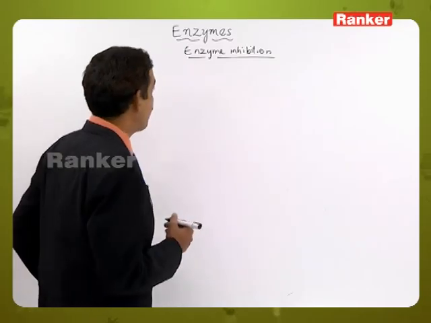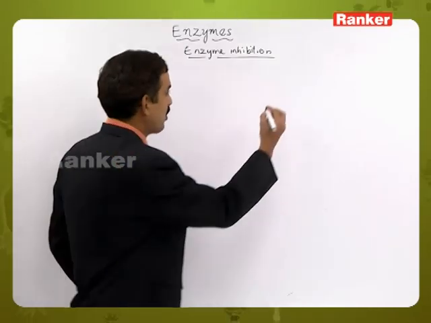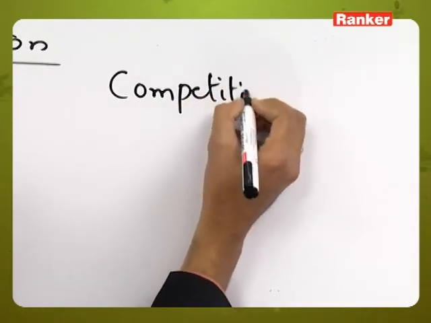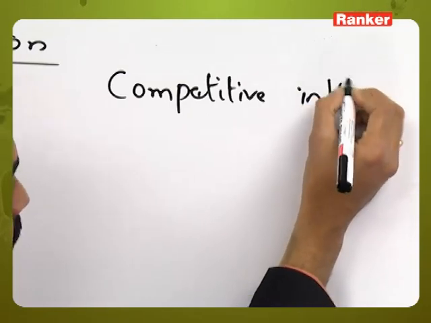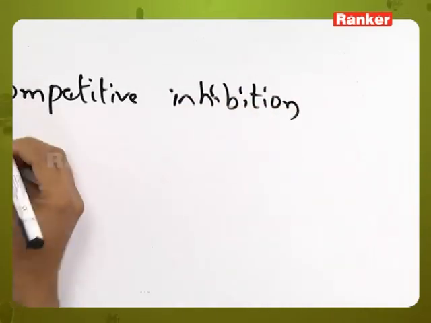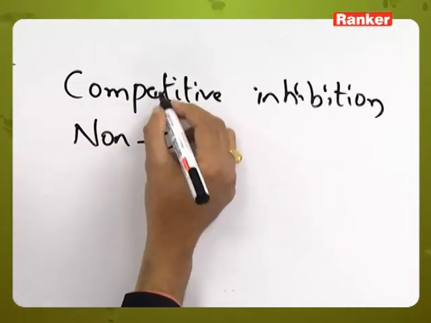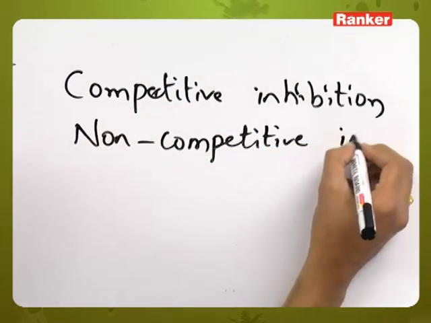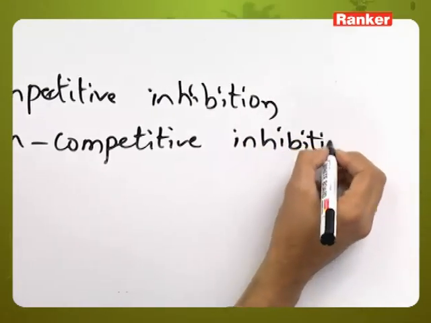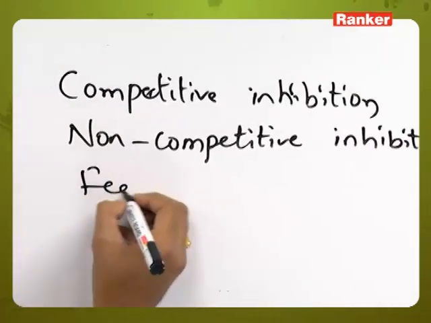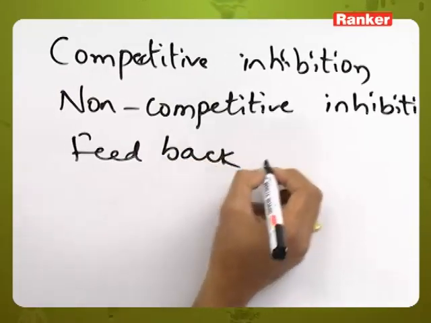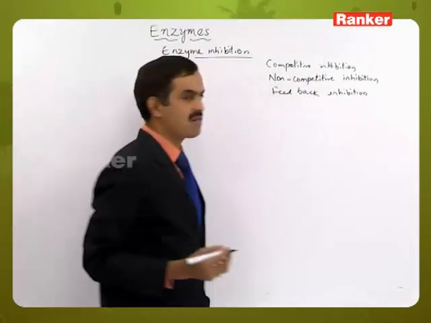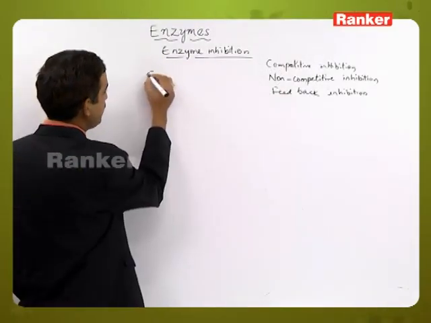So there are three types of enzyme inhibition. Those are called competitive inhibition. Second one, non-competitive inhibition. Third one is feedback inhibition. So let us start with the first one, the competitive inhibition.